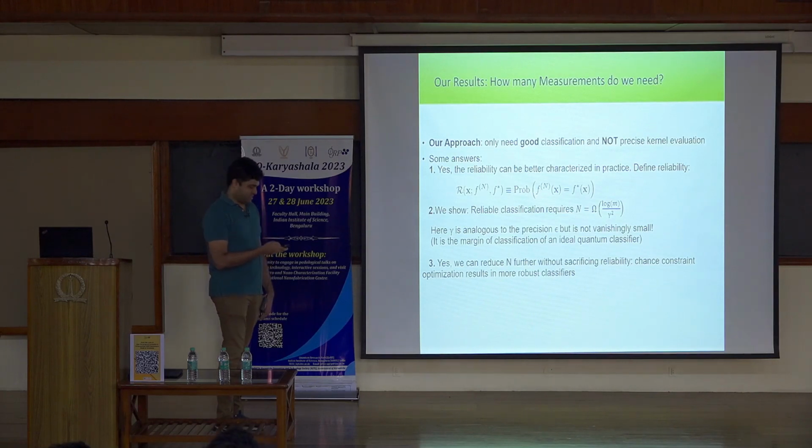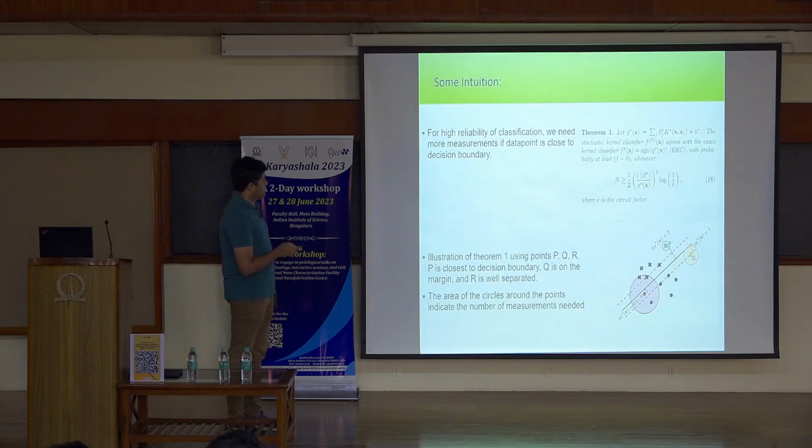You know, the SVM optimization problem has an objective which is stochastic, because the kernel itself is stochastic here. So you can use techniques from chance constraint optimization and get a nice reduction in the number of measurements.